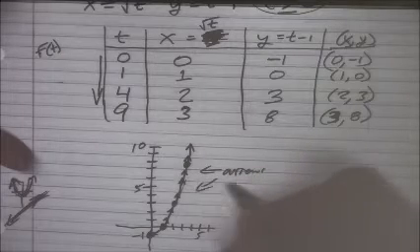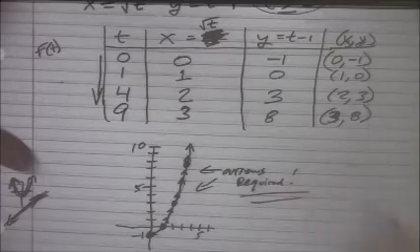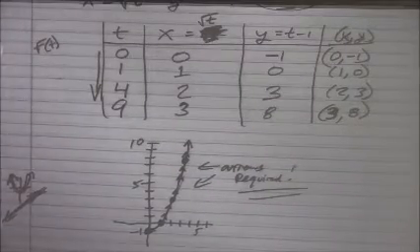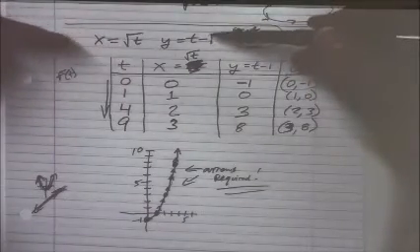So, arrows required. And that's how you graph a parametric equation, or rather in this case a series of parametric equations.